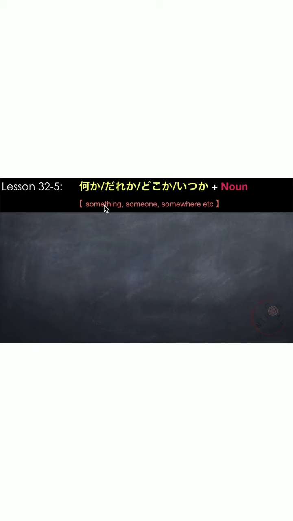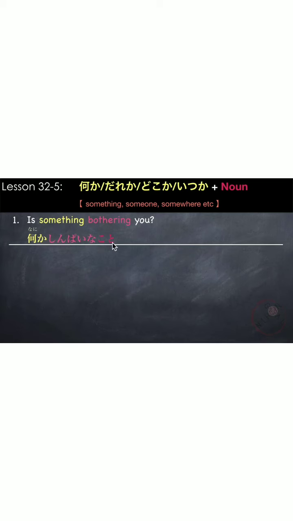Next is using indefinite pronouns. So indefinite pronouns are words such as something, someone, somewhere, someday, etc. In Japanese, 何か、誰か、どこか、いつか. So here we pair it with a noun. For example, is something bothering you? Something is 何か. And our noun is 心配なこと, which means a thing or something.